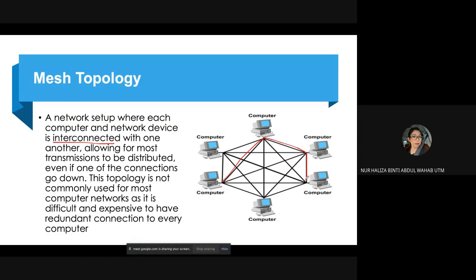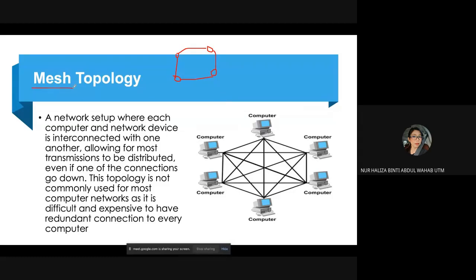So you can see all the cables. I'll give you an example. Let's say I have 4 nodes over here, a printer or computer or laptop or whatever. So I have a normal ring connection. This one is the ring topology.